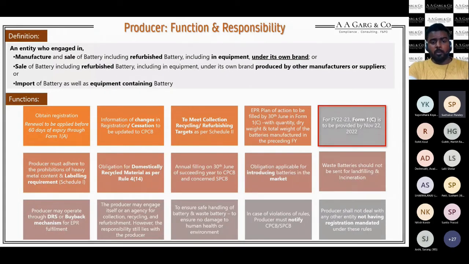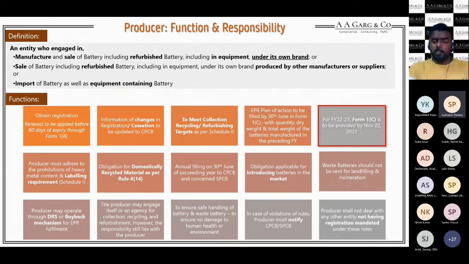And they have to take the obligation of the domestically recycled material used in their battery as per sub-rule 14 of Rule 4. They have to file the annual return by 30th June of the succeeding year to CPCB and the concerned SPCB. Also, there is the obligation for the battery that they have introduced in the market. So that is also given as a responsibility to the producer in this battery waste management rule.